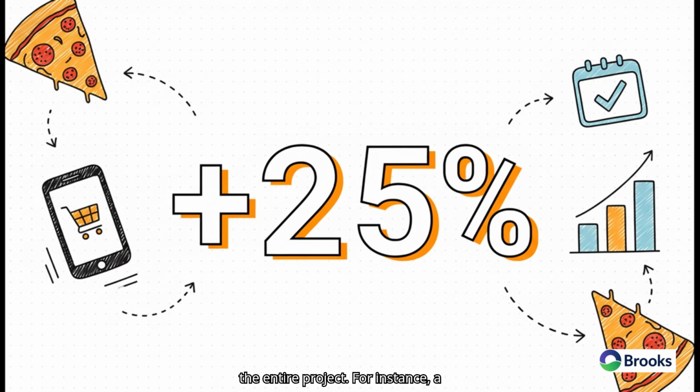For instance, a killer KPI for our pizza app would be something super concrete and measurable like this: Increase mobile orders by 25% within the first 6 months of launch. See, that's not a vague hope. It's a specific goal that tells the entire team exactly what success looks like.